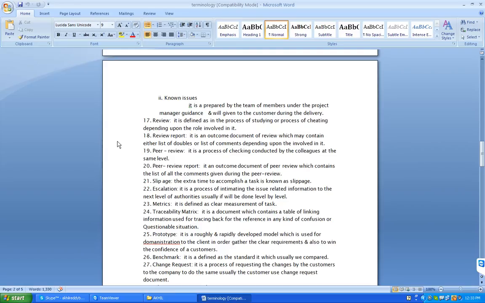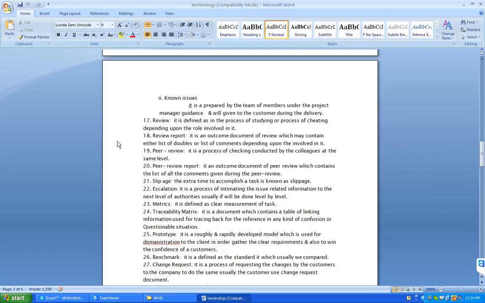Metrics means measurements. Each and every software company separately maintains test metrics. Metrics means measurements, like the use case document, test case document, defect profile template, and bug tracking tool. These are the metrics. And next, traceability matrix. This is also a very important definition. A traceability matrix contains a table of linking information which is used for tracing back for reference whenever there is a questionable situation. If you face any problem, we can trace back for reference.